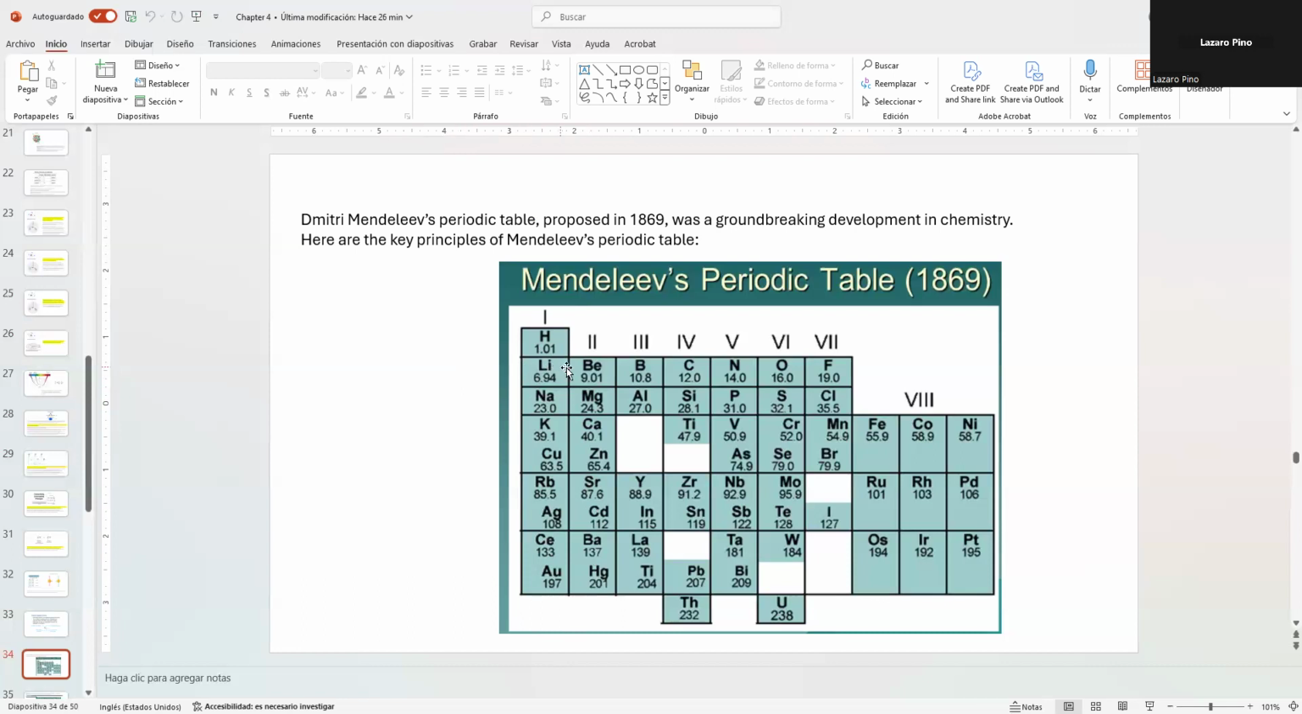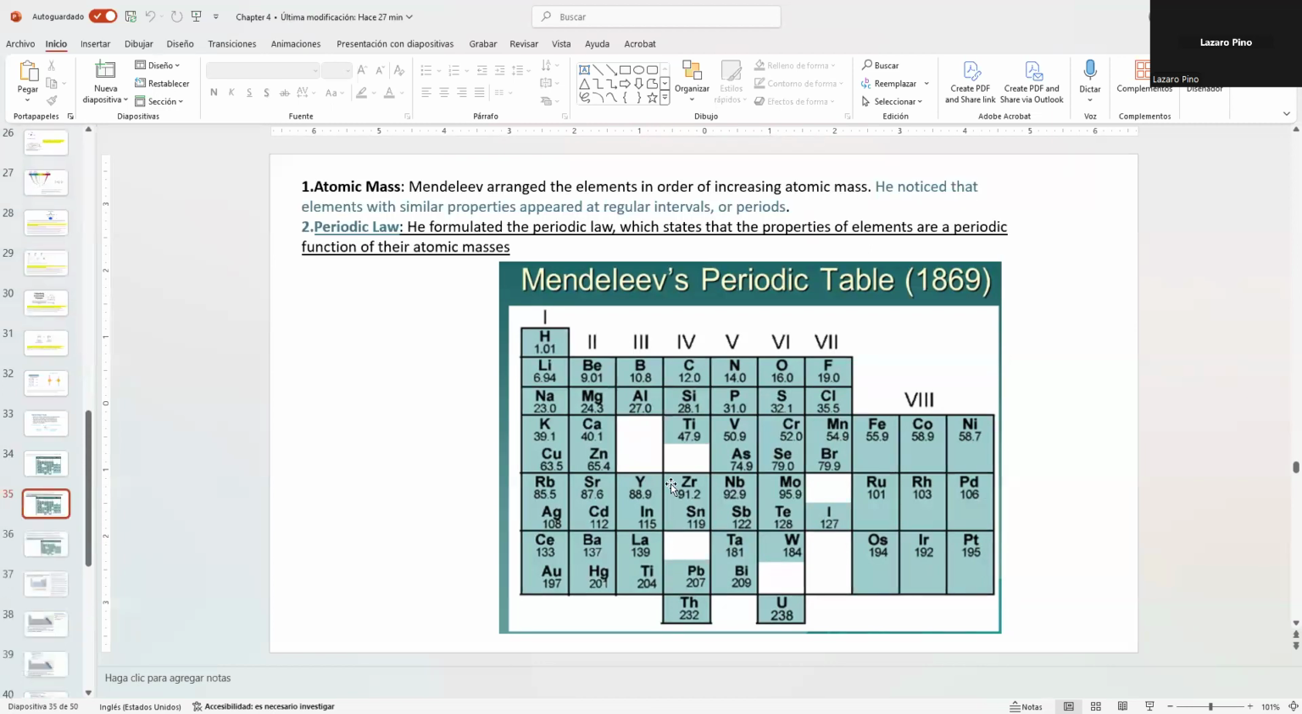And as you can see in this row, the properties are increasing. Well, the atomic mass is increasing, and then he ordered the elements taking into account this property. This was very important because the periodic law that was formulated states that the properties of elements are periodic, and they are in function of the atomic masses.